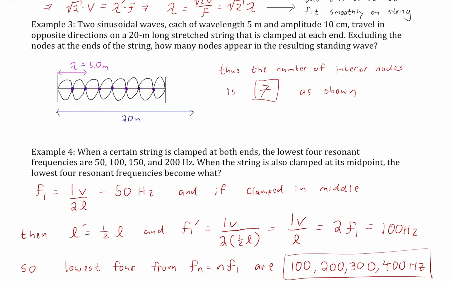Okay, so clamping at the middle doubled the frequencies, because the frequencies still have that relationship where the nth frequency is n times the fundamental frequency. It's just that our fundamental frequency was doubled, thus all subsequent frequencies are as well. Okay, all right.